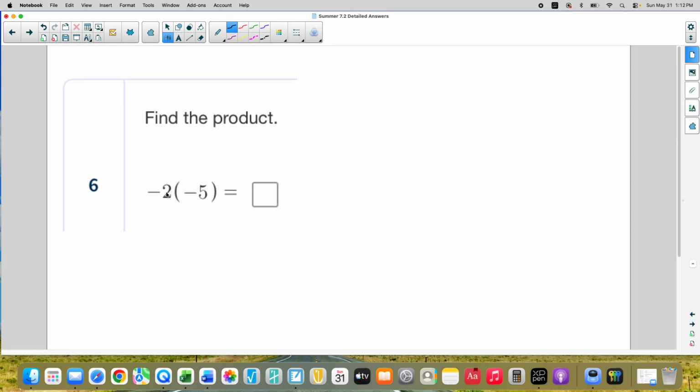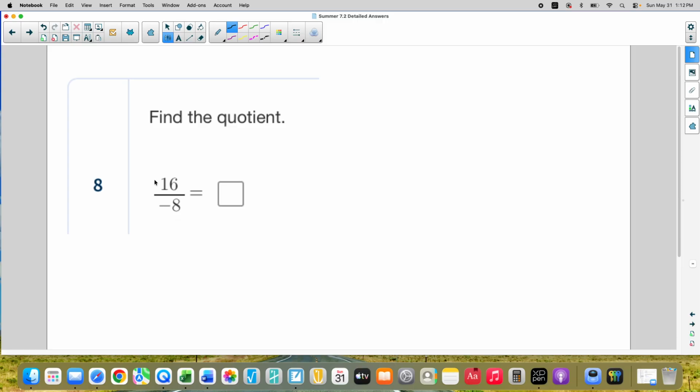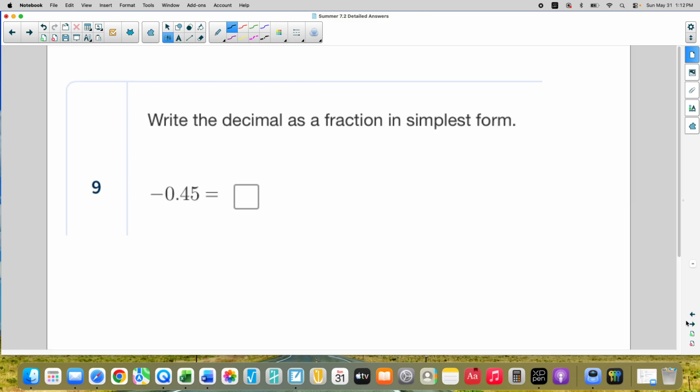Negative times a negative is a positive. 2 times 5 is 10. We have division. This is negative 16 over negative 2. A negative divided by a negative is going to be a positive, and we get positive 8. We get that same 16. Then we have a positive divided by a negative, which is a negative. 16 over 8 simplifies to 2.